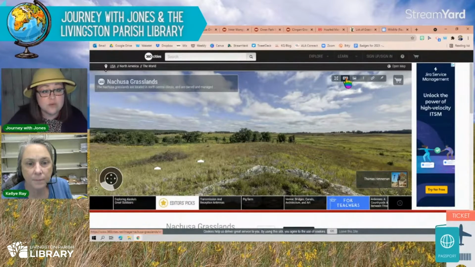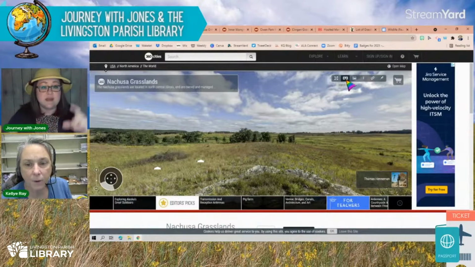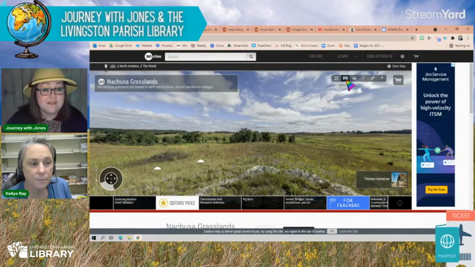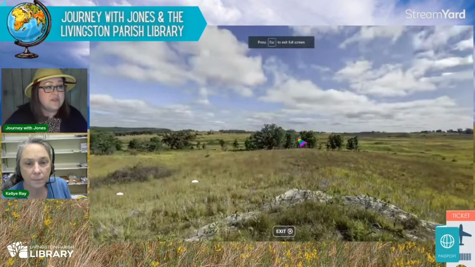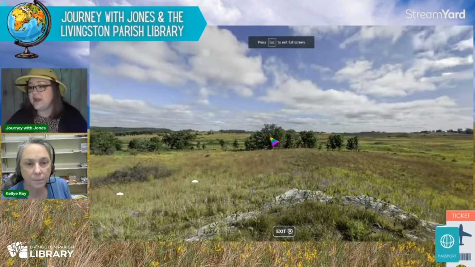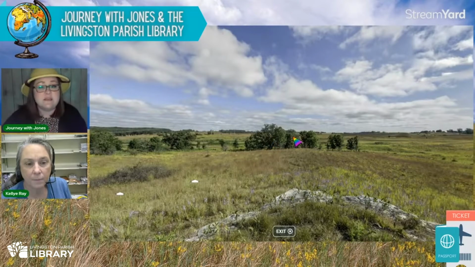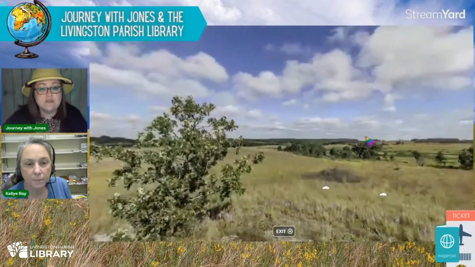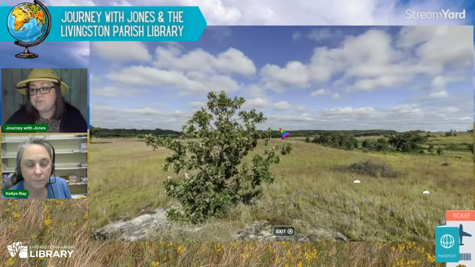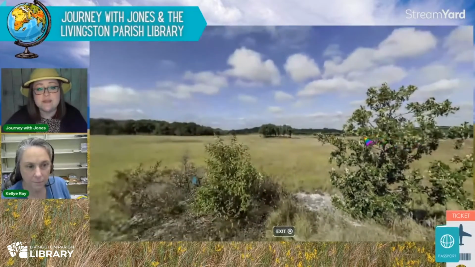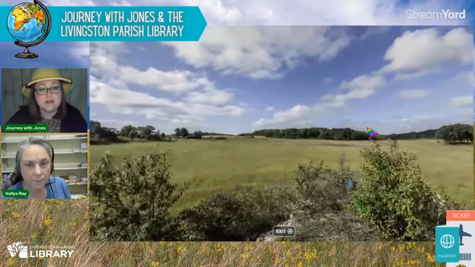So if you have a phone, you can actually visit this link and put your phone in a VR headset. They sell them at Walmart for like $5, or you can Google how to make one out of cardboard at home. So this is the Nachusa grassland. It is 3,800 acres of grasslands. It is restored prairie grass that you will find in Illinois.